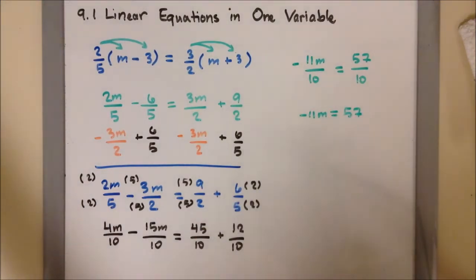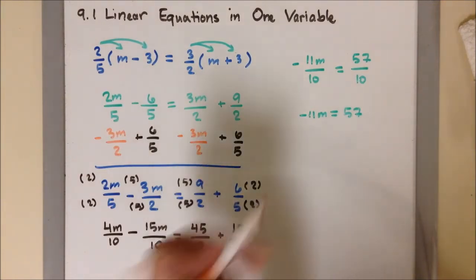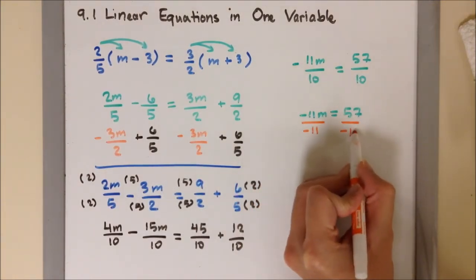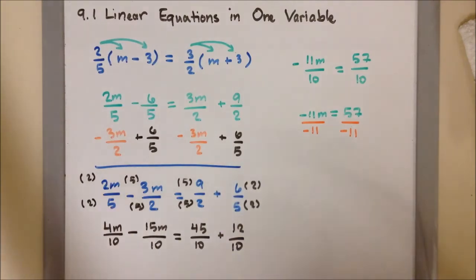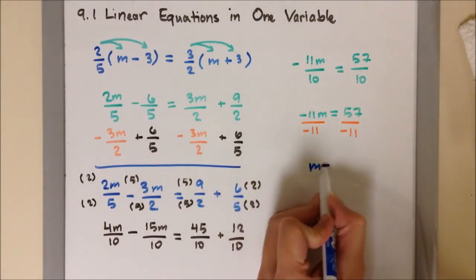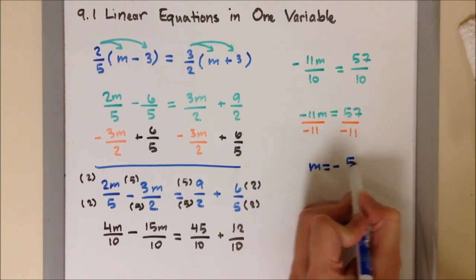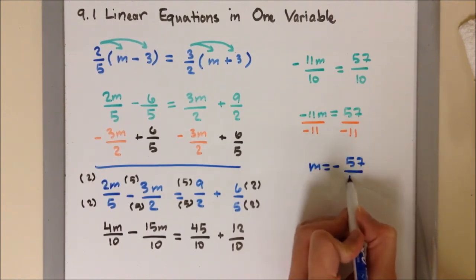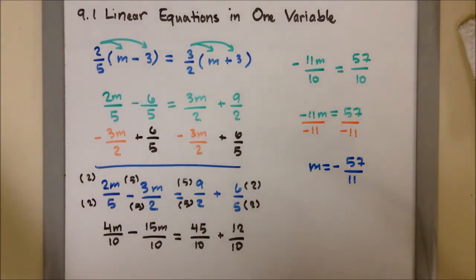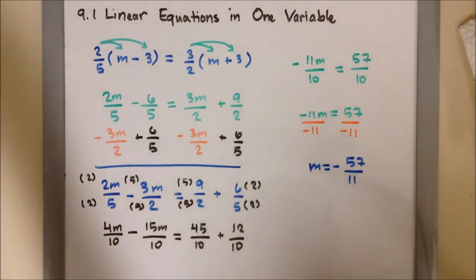And then to solve for m, I'm going to divide both sides by negative 11. So my final answer is m equals negative 57 over 11. And I know I cannot simplify because there's nothing in common between 57 and 11. So I'm going to box my final answer.